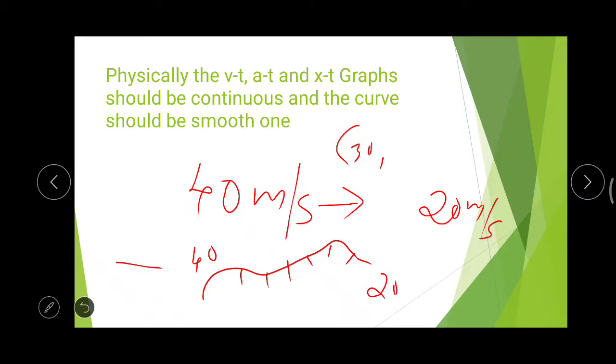Are you getting or not? It means the graph should be a continuous one for the position time graph, velocity time graph, and acceleration time graph, if you are considering the values in a physical way or in a practical way. Okay. So you should remember this one. The graph should be smooth and continuous.